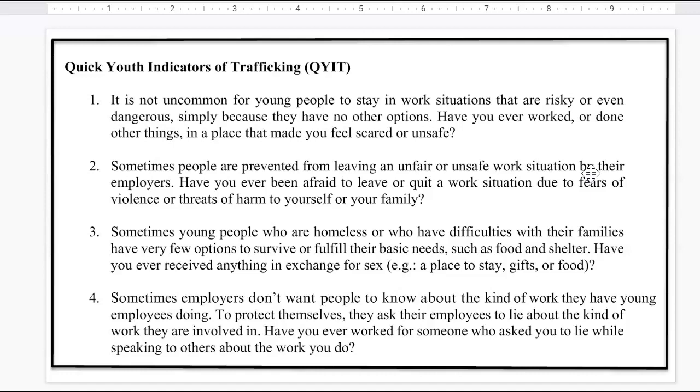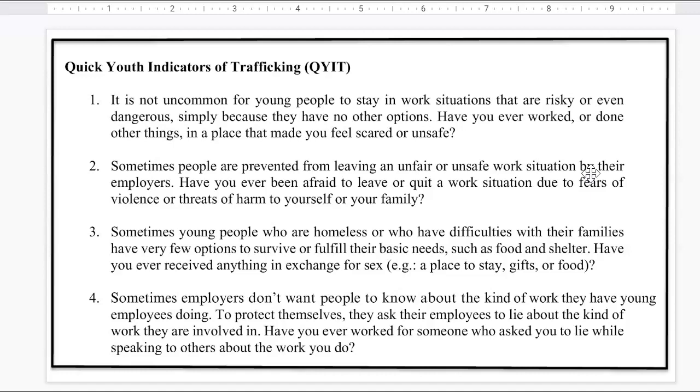If you are worried that the abuser or the person who is doing the trafficking is going to be returning to the area, you may have to ask some quick yes or no questions. And so the first one on this screen, it's not uncommon for young people to stay in work situations that are risky or even dangerous because they have no other options. Have you ever worked or done other things in a place that made you feel scared or unsafe?